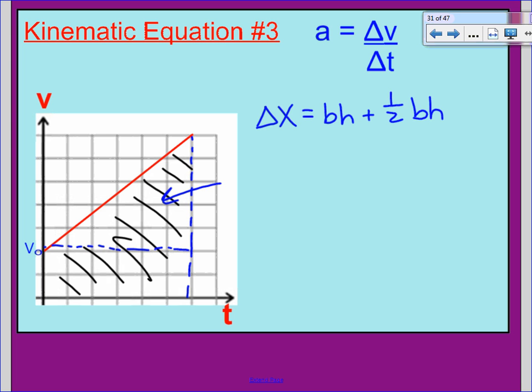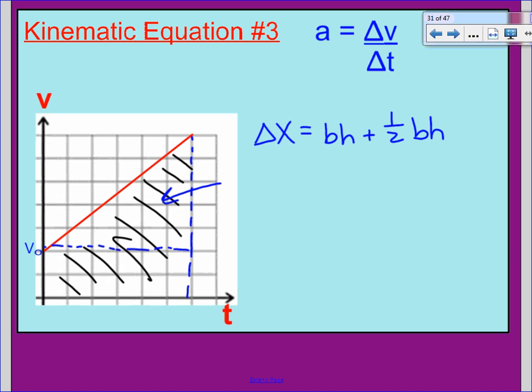Now, let's plug those values in because we need to make sure that our values are actually physics values and not general values. So delta x would still be delta x equals. What does the base represent in the rectangle? Well, the base is the time. Now, what does the height represent in the rectangle? Notice the height represents whatever the initial velocity was.